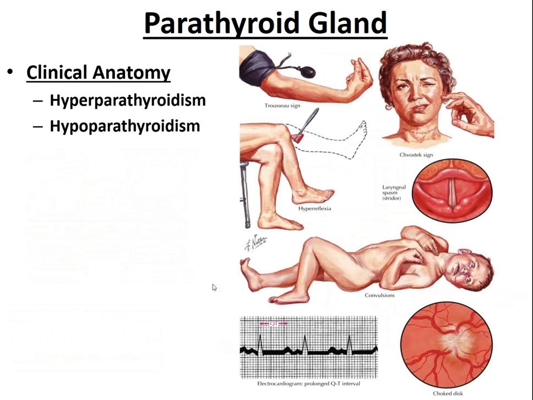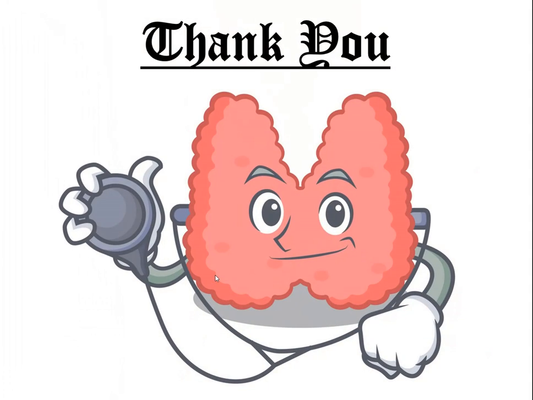hyperparathyroidism. While decreased parathyroid secretion will lead to hypoparathyroidism, and that is a common anomaly seen after thyroid surgery while accidentally removing the parathyroid. And because of that low calcium level, muscles go into spasm, and that leads to tetany. And that's all for today.